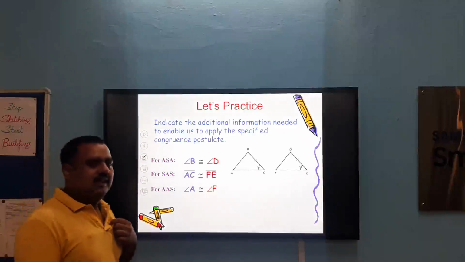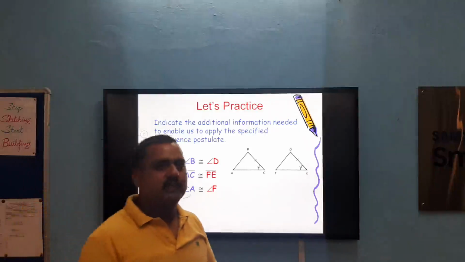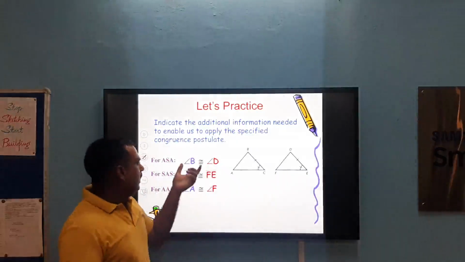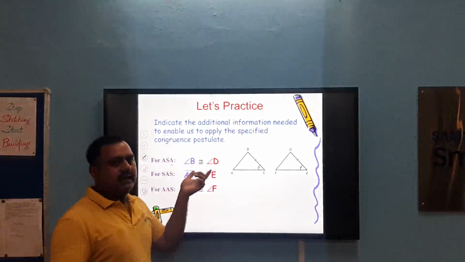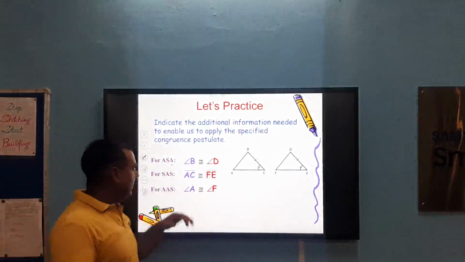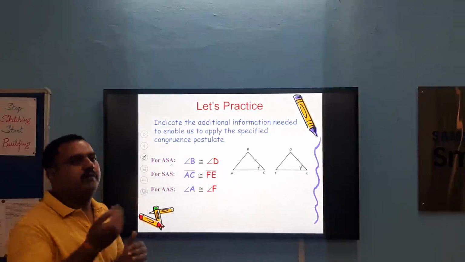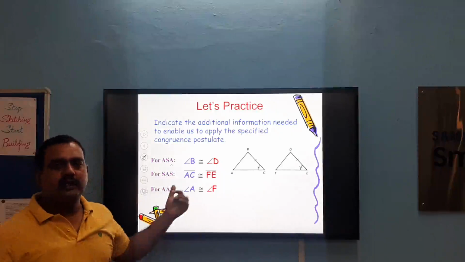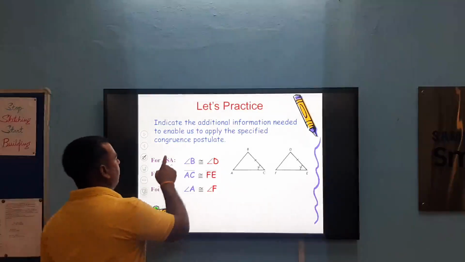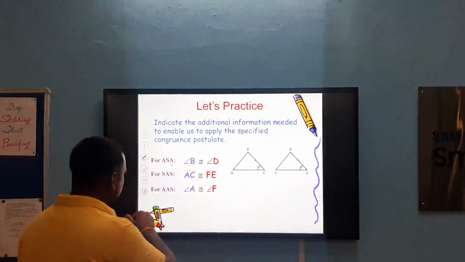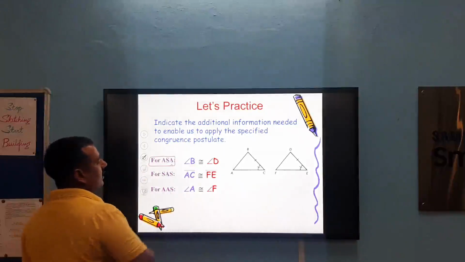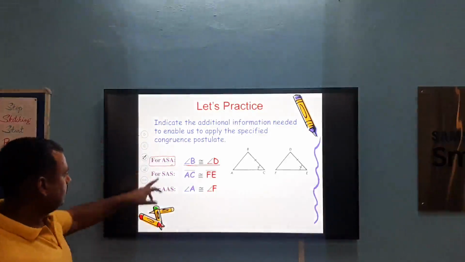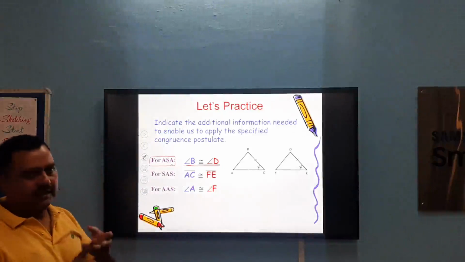Now we learned that by getting equal parts, we can say two triangles are congruent or not congruent. Now, if we know the criteria and we have some parts, then with the help of the criteria can we also find which parts we need so that we can prove the triangles congruent. For example, in the first case, for ASA, if it is given that angle B is equal to angle D, ASA means angle side angle.